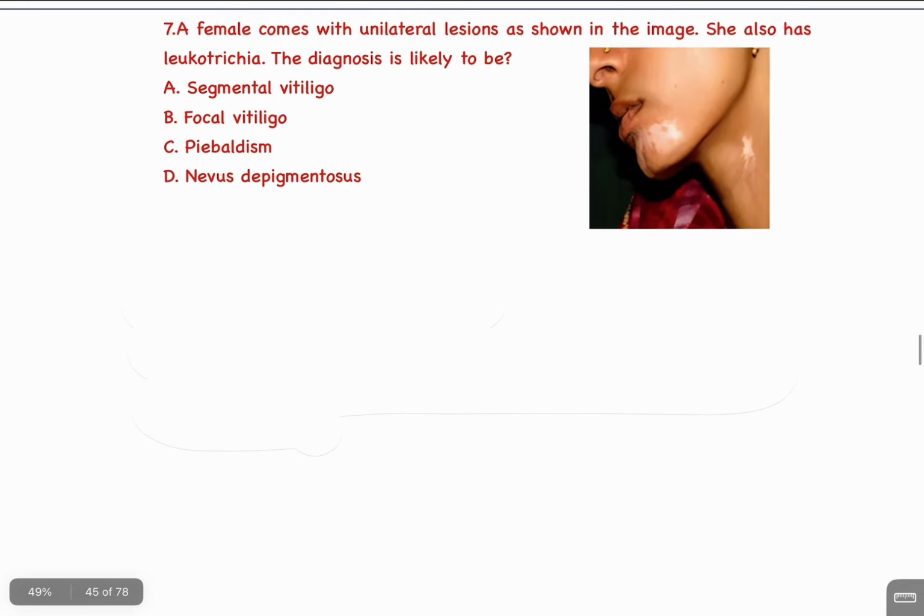Question number 7. A female comes with unilateral lesions as shown in the image. She also has leukotrichia. The diagnosis is likely to be A. Segmental vitiligo, B. Focal vitiligo, C. Piebaldism, D. Nevus depigmentosus. इसका आंसर है A, Segmental vitiligo.